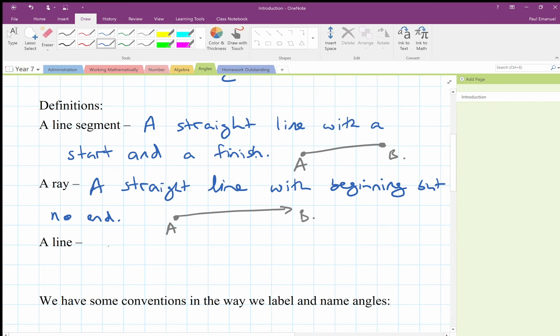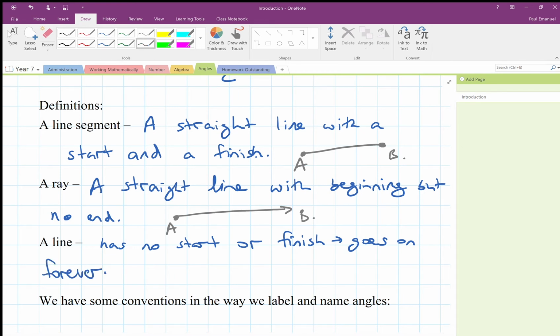And a line has no start or finish. We could say it goes on forever. You should have seen at some point in the past a number line. That's an example of a line, it goes on forever. So we can draw arrows on both ends. We won't always draw arrows on both ends, but you can.